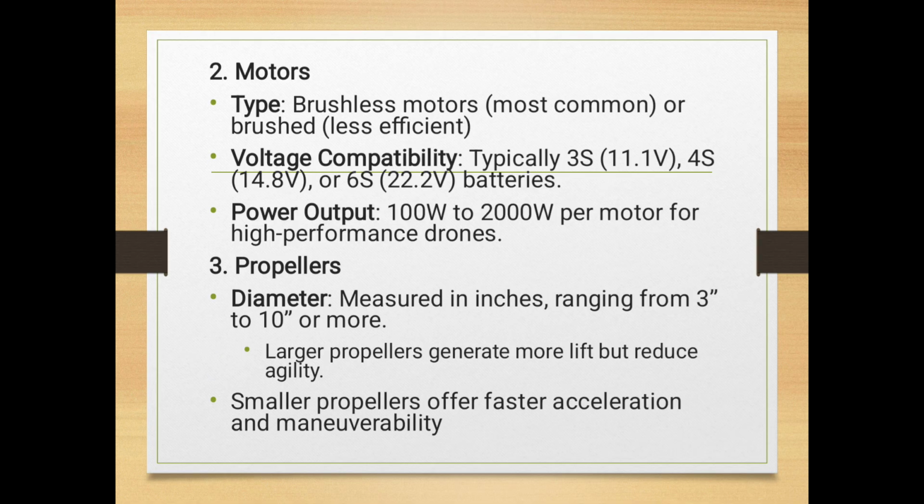Second one is motor. Type: brushless motors, that is most common, or brushed, less efficient. Voltage compatibility, typically 3S, that is 11.1 volt, then 4S, that is 14.8 volt, or 6S, that is 22.2 volt batteries. Power output 100 W to 2000 W per motor for high performance drones.